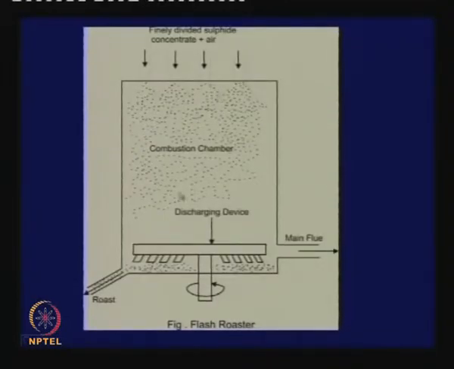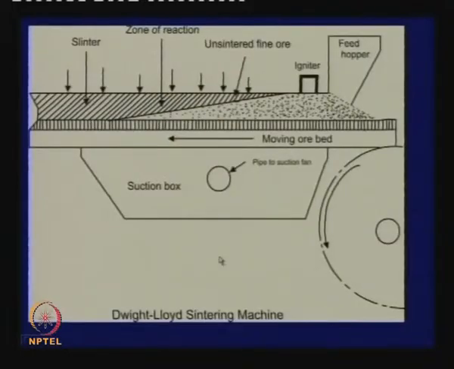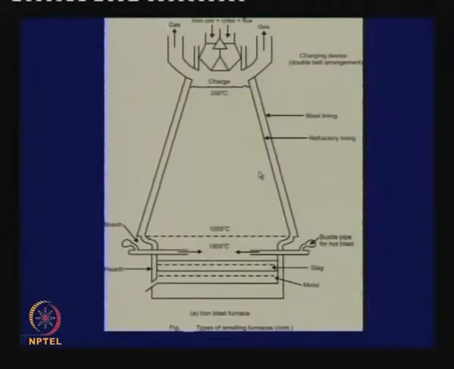So, the idea for a flash roaster came, that instead of bothering about passing the sulfides from one hearth to another, why not just drop from the top the concentrate and air, and you get at the bottom the calcine. It can be done. Then there is a sintering machine where also roasting takes place in a continuous manner.